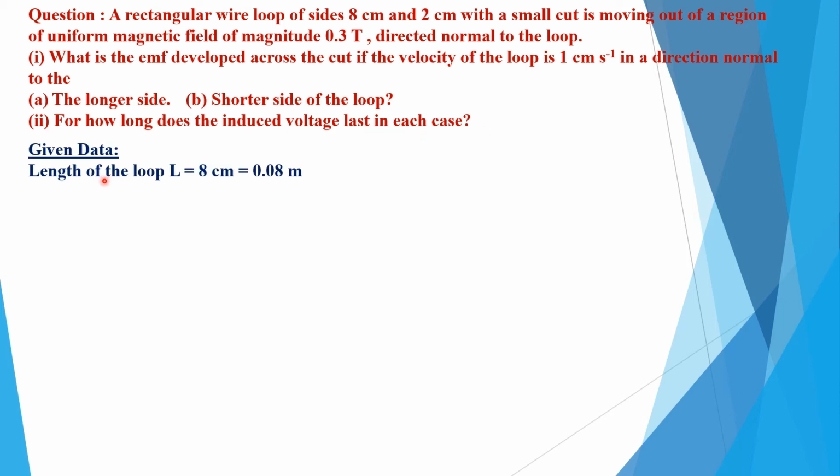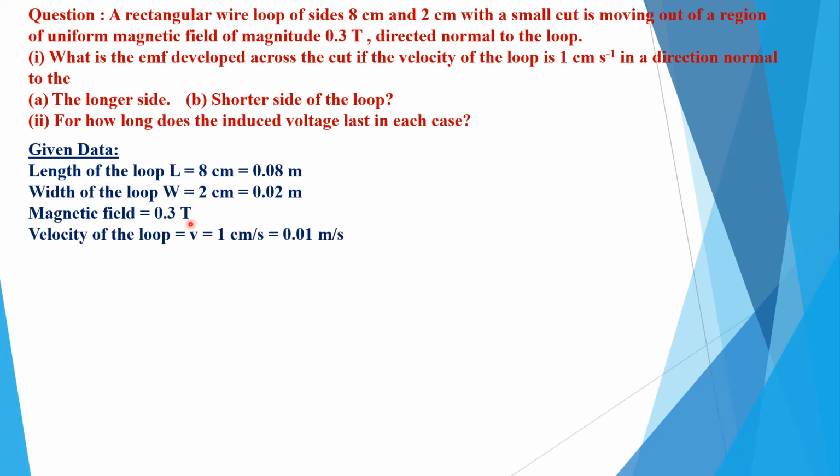Data: length of the loop is 8 cm, that is equal to 0.08 m. Width of the loop is 2 cm, that is equal to 0.02 meter, and magnetic field is equal to 0.3 Tesla. Velocity of the loop is equal to 1 cm per second, that is equal to 0.01 meter per second.